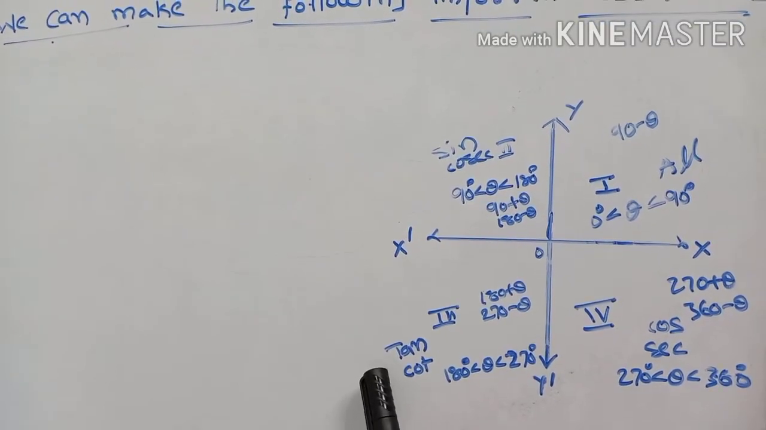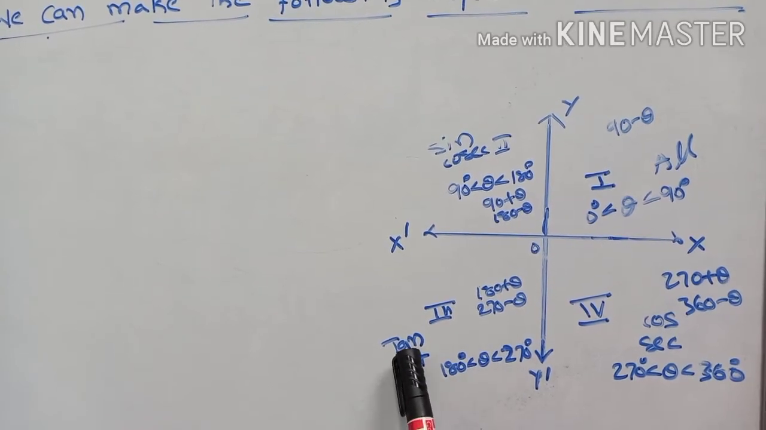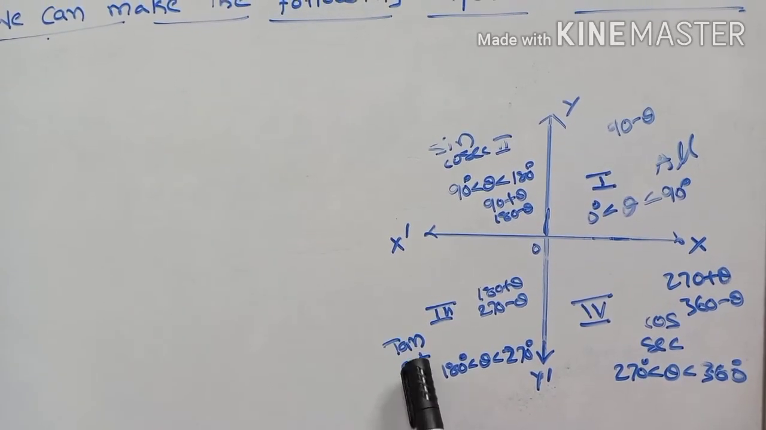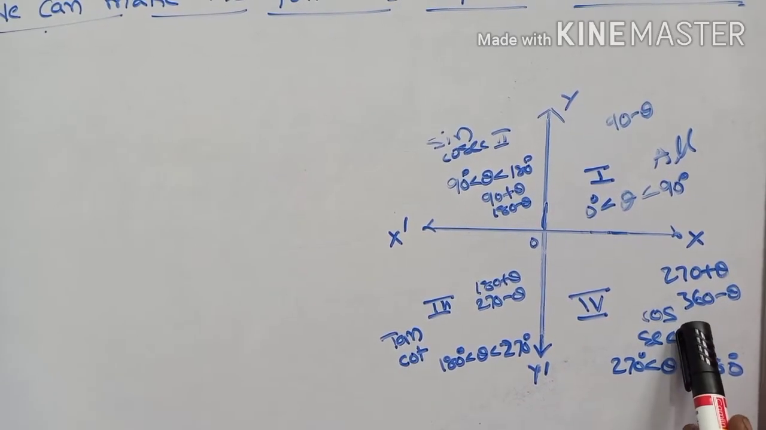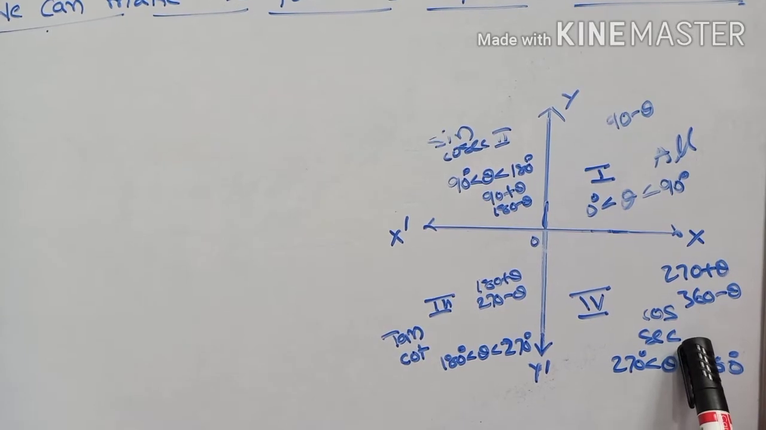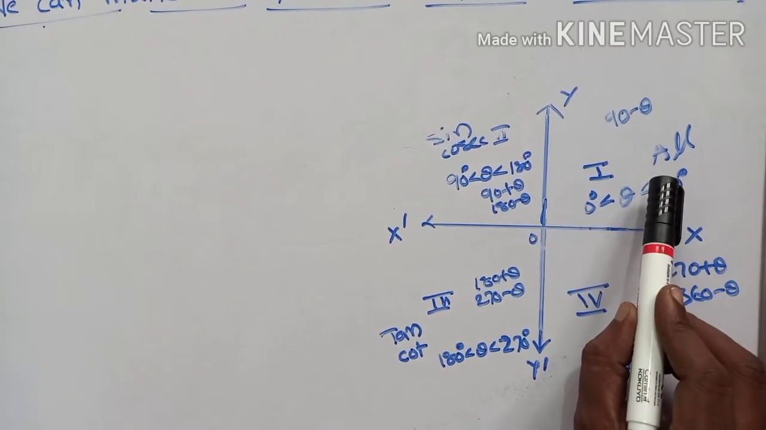In the third quadrant, tan and cot are positive. Remaining all are negative. Tan and cot are reciprocals, so tan is positive, cot is also positive. In the fourth quadrant, cos and sec are positive. Remaining all are negative. In the first quadrant, all trigonometric ratios are positive.